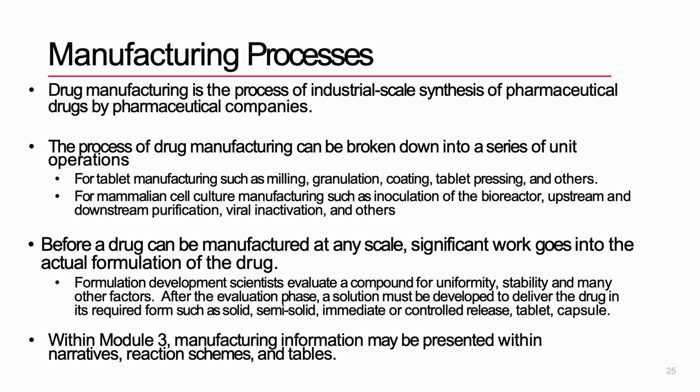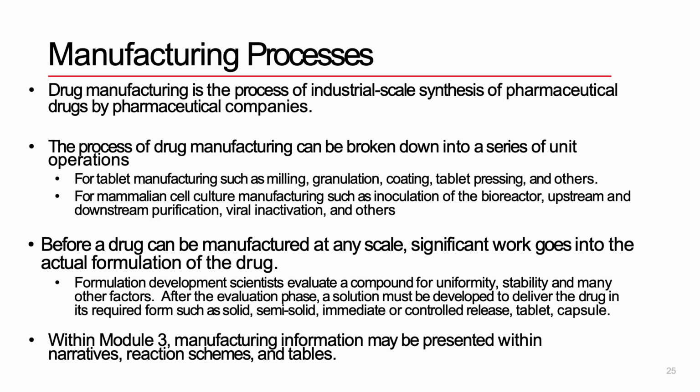So these are going to be done through tests and standards that we can find in pharmacopoeias, such as USP. Now, the process of drug manufacturing can be broken down into a series of unit operations. For tablet manufacturing, such as milling, granulation, coating, tablet pressing, and others. For mammalian cell culture, the one that we're talking about today, manufacturing includes inoculation of the bioreactor, that I'm going to explain, upstream and downstream purifications, viral inactivation, and others.